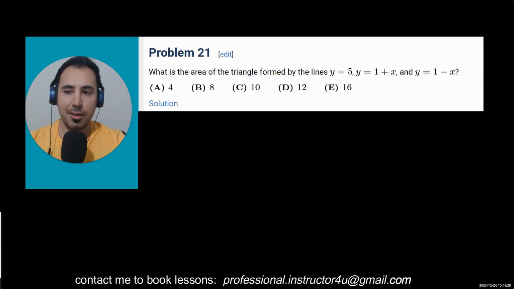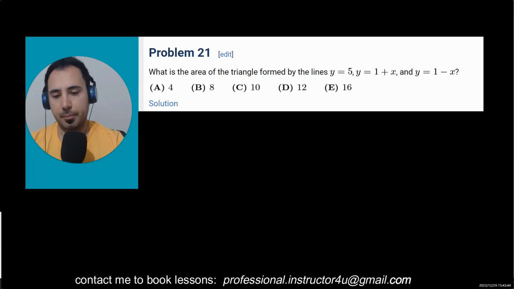Problem 21 may need a little extra time compared to other questions, but if you know what to do, if you really understand the question, then it's going to be very straightforward. What is the area of the triangle formed by the lines? You see the lines here. I'm not going to read them.